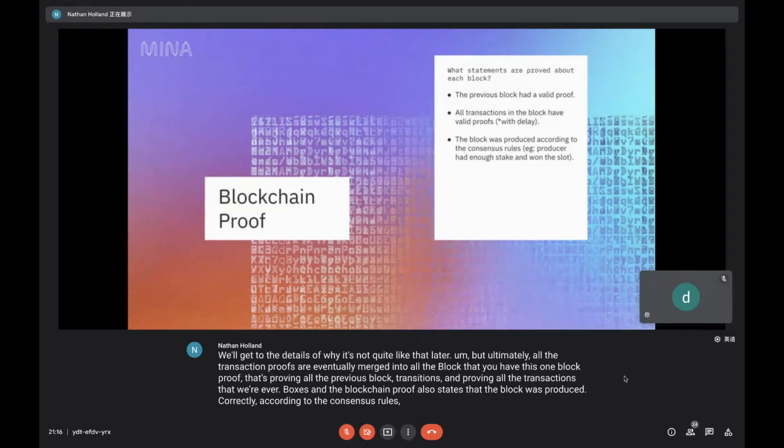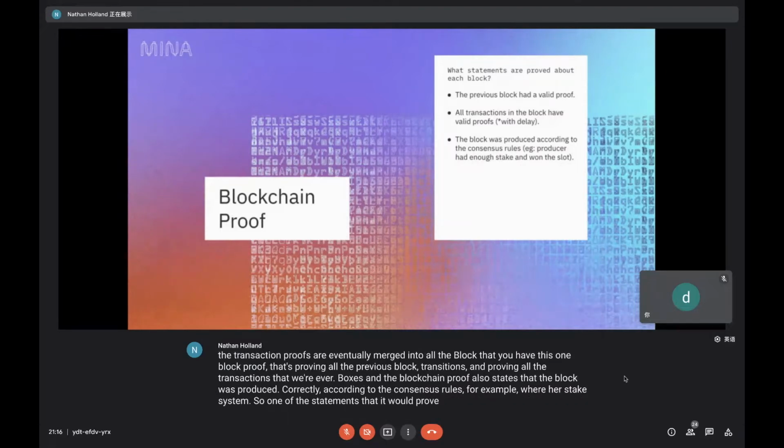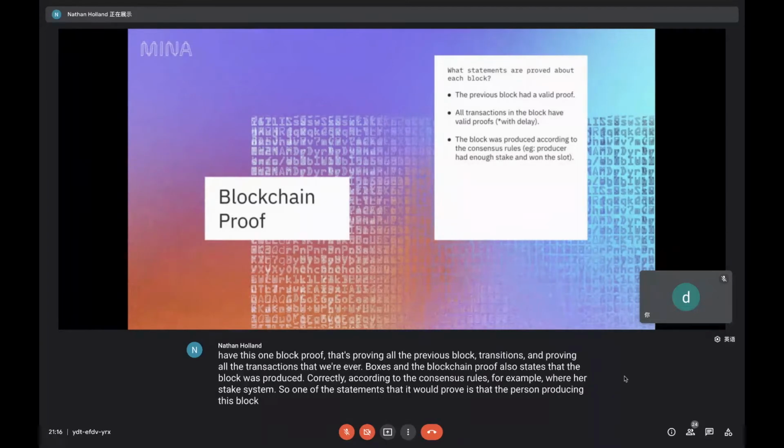For example, we're a proof of stake system. So one of the statements that it would prove is that the person producing this block had enough stake to actually be allowed to produce this block at this point in time in the network.